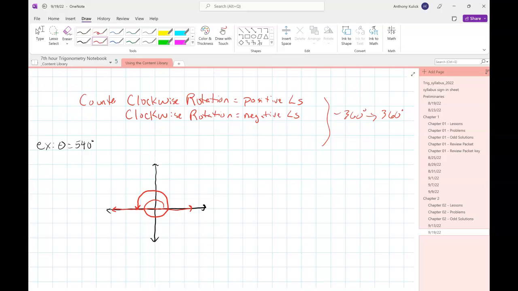Uh-oh, Mr. Kulik, you're telling me I can spin around this more than once? Yup. So if I have this now that I can go more than one time around, how big of angles can I make? What if I want to do an 800? Could I just keep going? Yeah! And if I can do it counterclockwise, what can I do clockwise? Yes!